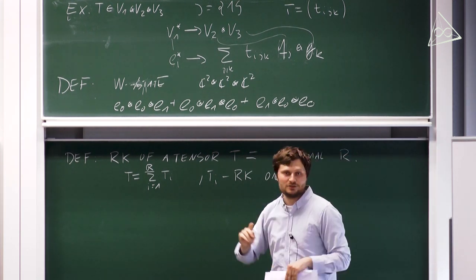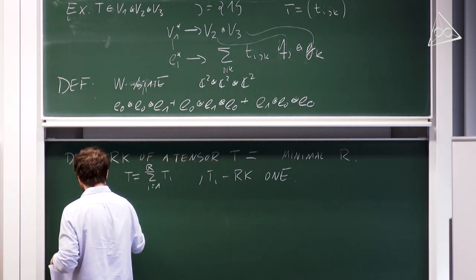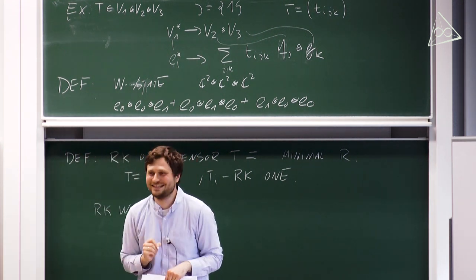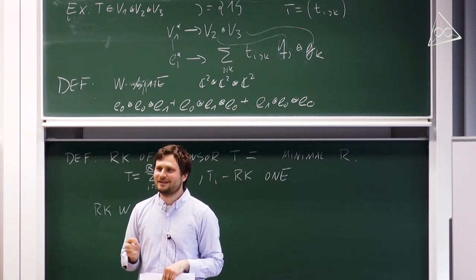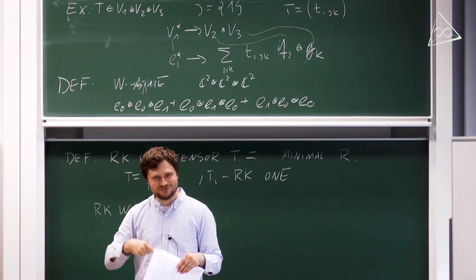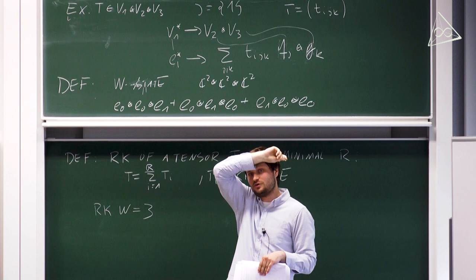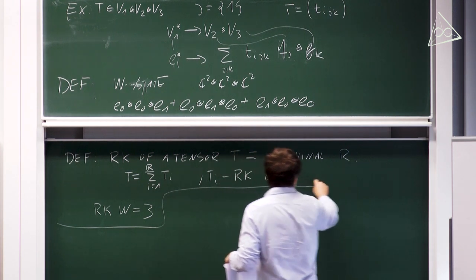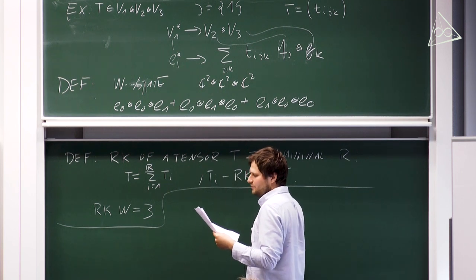Now, what's the rank of the W state? Three. Who can see it's 3? Who can see it's at most 3? Very good. So the fact that it's exactly 3 is an exercise. It is a written exercise in the notes. So you have to prove that no matter what you do, you cannot write it as a sum of 2 rank 1 tensors. OK.